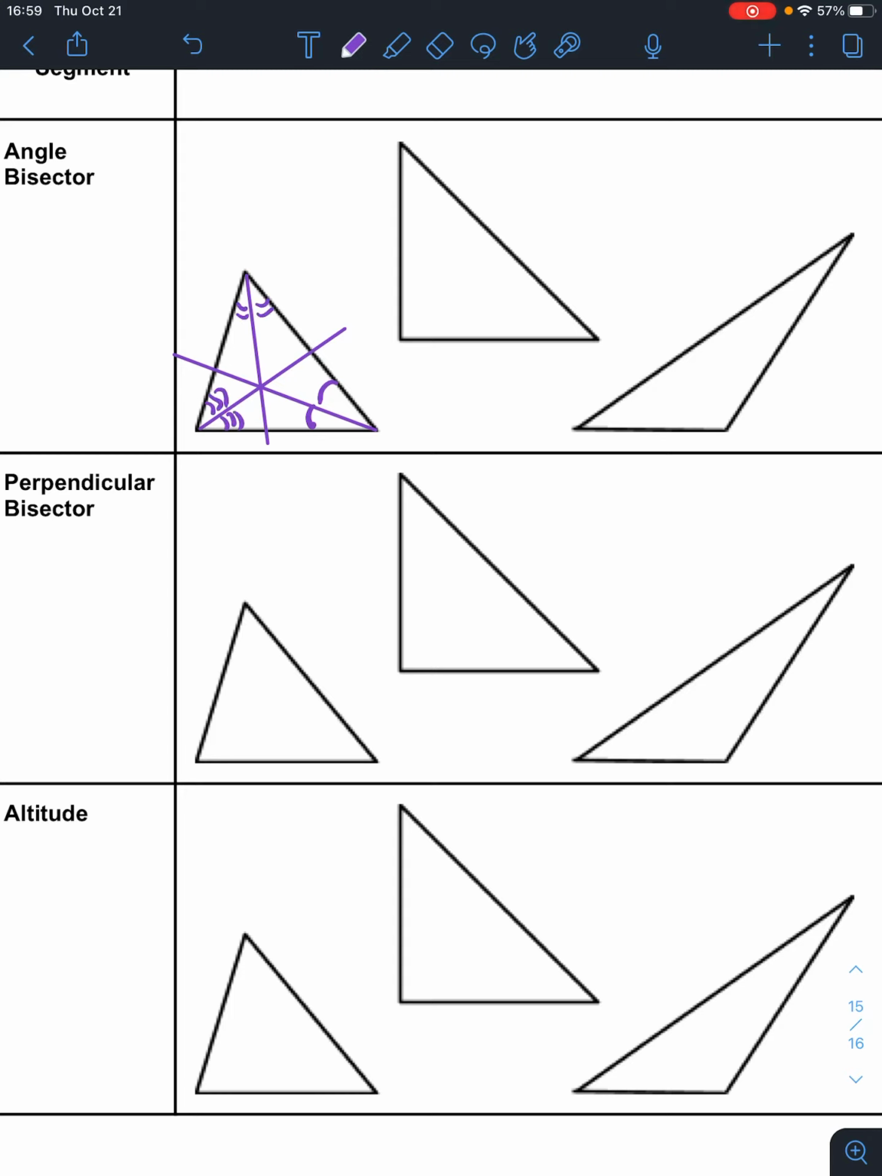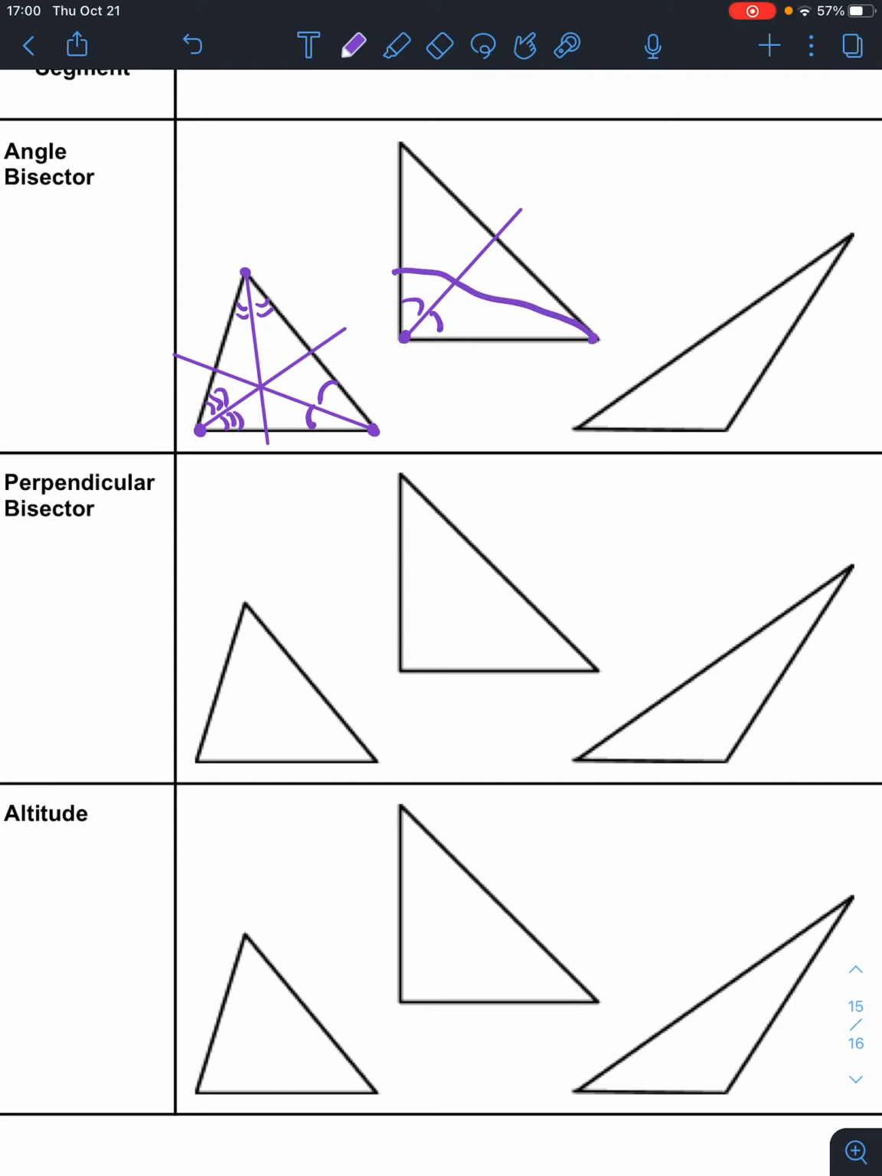Unlike the median, it does extend from the vertex, but all it does is bisect the angle. The median went from the vertex to the midpoint of the opposite side. The angle bisector doesn't care where it hits the other side as long as it bisects the angle that it leaves from. So if I eyeball this right angle right here, I'm going to kind of bisect that angle, trying to get a 45-degree angle.